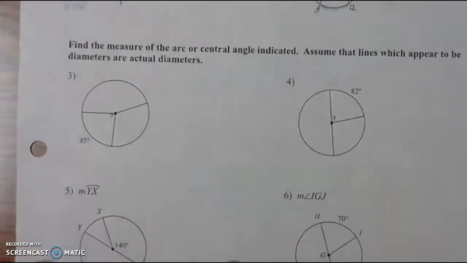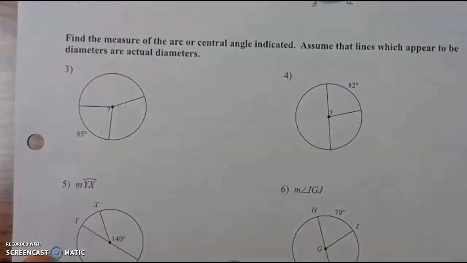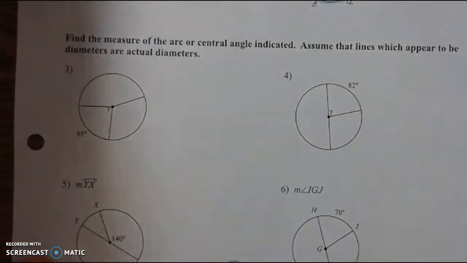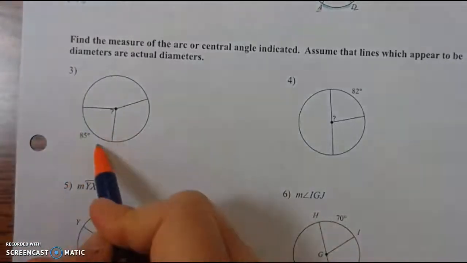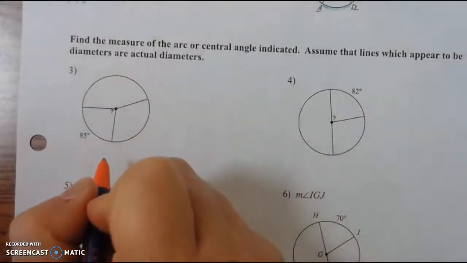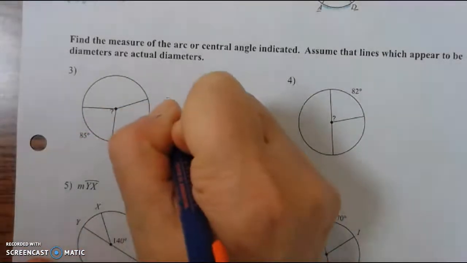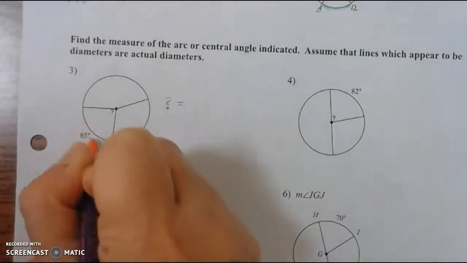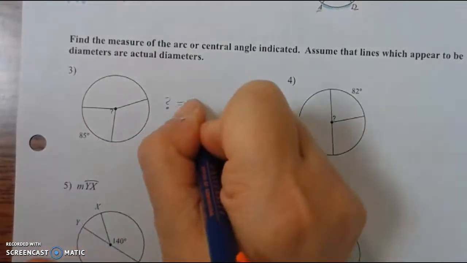Alright, then number 3. Find the measure of the arc or central angle indicated. Assume that the lines which appear to be diameters are actual diameters. We're told that this is 85 degrees. Then what is the question mark central angle here? The question mark central angle is going to be the same as the arc measure, which is 85 degrees.